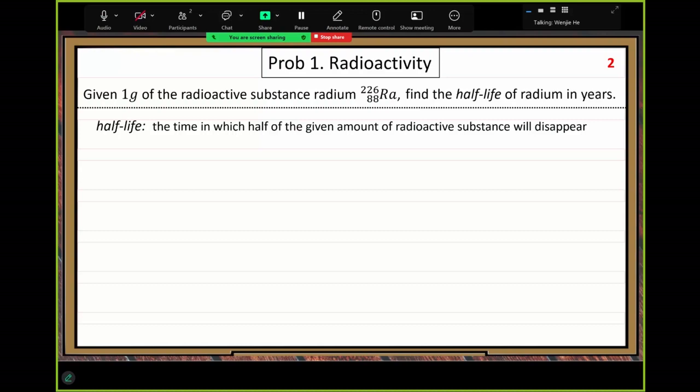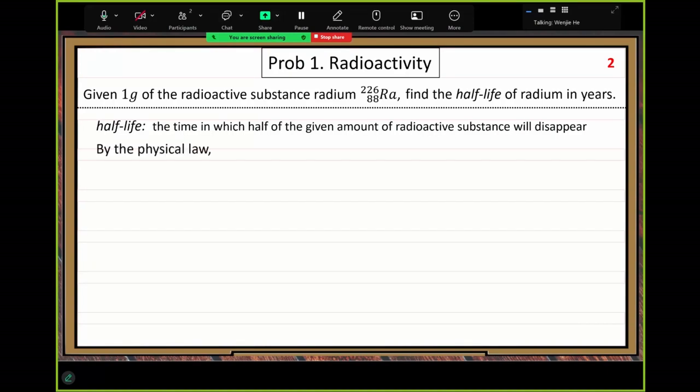The half-life: how much time do you need to reduce the amount of this 1 gram of radium to 0.5 gram of radium, the 1/2 amount? You need a certain amount of time. So that time period, we define it as the half-life. That concept.